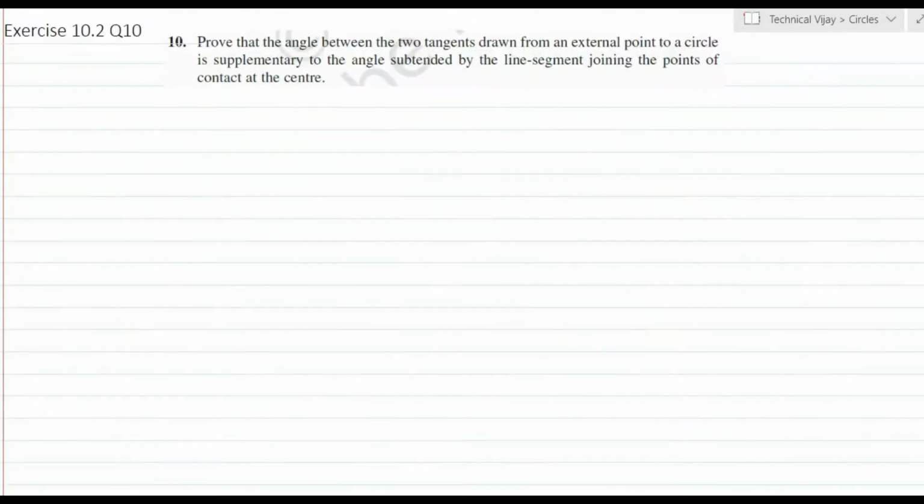So here, Exercise 10.2, question number 10: prove that the angle between the two tangents drawn from an external point to a circle is supplementary to the angle subtended by the line segment joining the points of contact at the centre.